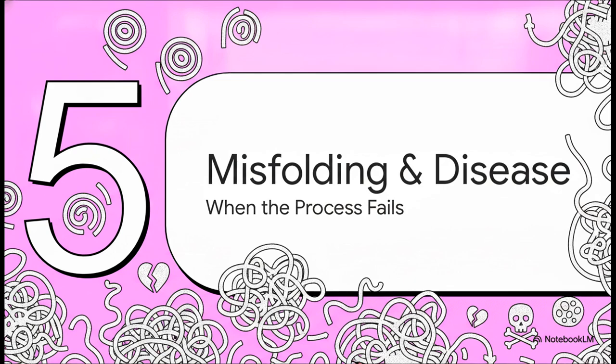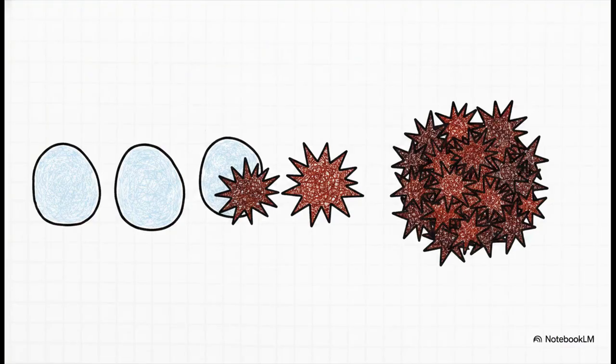Finally, Section 5, misfolding and disease. What happens when the process fails? When protein folding goes wrong, it leads to a class of severe diseases known as amyloidoses. In these conditions, proteins that are normally totally soluble and functional misfold. They convert into insoluble, toxic aggregates that are heavily rich in beta sheets. And what makes this so devastating is that these misfolded proteins actually act as infectious seeds. They physically clump together into toxic plaques and literally force healthy surrounding proteins to adopt the exact same incorrect aggregated shape. The bad shape spreads like wildfire.